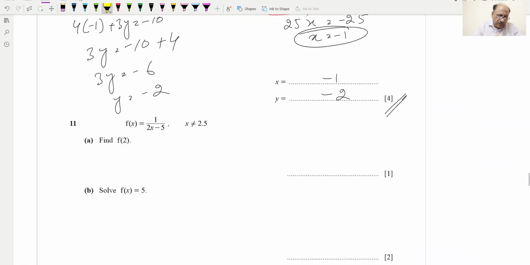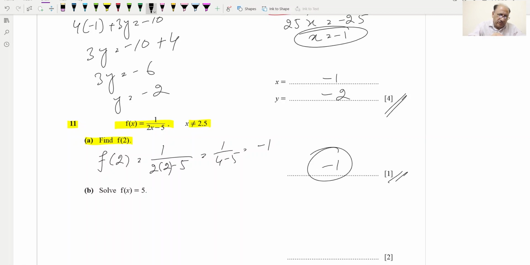Now question number 11. Question 11 is functions question. F of 2 we need to find, so we will replace x by 2 in f of x, and we'll get 1 over 2 into 2 minus 5, and this is equal to 1 over 4 minus 5, which is equal to minus 1. So this value will be minus 1. Hopefully you are understanding each and everything. Now solve f of x is equal to 5. F of x is what? F of x is 1 over 2x minus 5 is equal to 5.